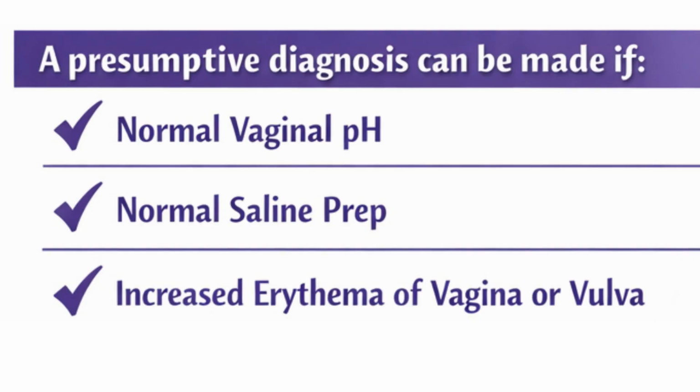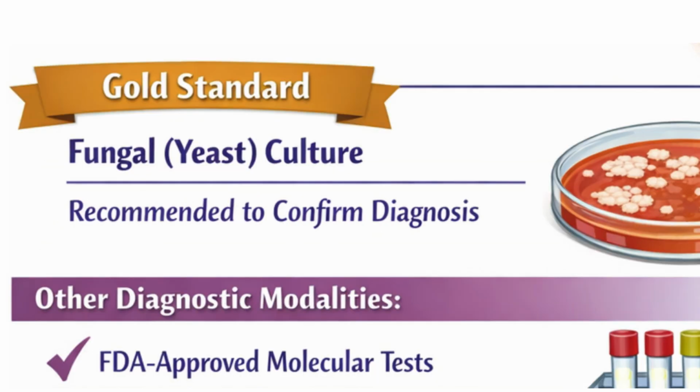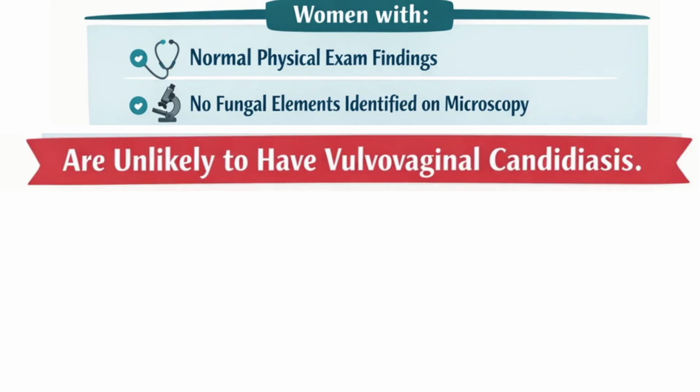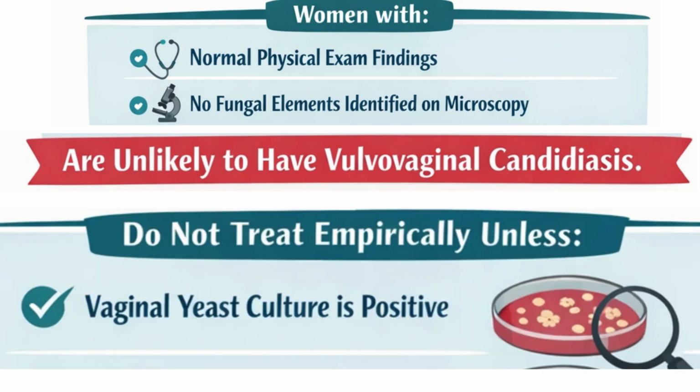A presumptive diagnosis of vulvovaginal candidiasis can be made even in the absence of fungal elements on microscopy if the vaginal pH is normal, the saline preparation is normal, and there is increased erythema of the vagina or vulva on examination. The gold standard for diagnosis is a fungal or yeast culture, which is recommended to confirm vulvovaginal candidiasis. Other diagnostic modalities include FDA-approved molecular diagnostic tests. Women with normal physical examination findings and no evidence of fungal elements on microscopy are unlikely to have vulvovaginal candidiasis and should not be treated empirically unless a vaginal yeast culture is positive.